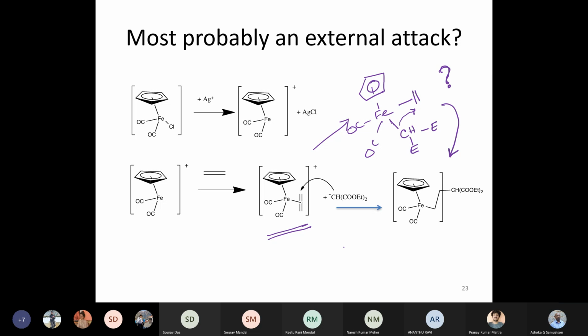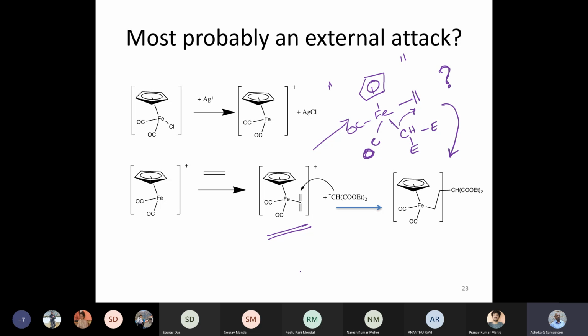In this case, there is no loss of carbon monoxide that can be shown, because carbon monoxide presence in the reaction medium has no effect on the rate of the reaction. So this suggests that there is no dissociation of carbon monoxide before the attack takes place. So that means dissociation is not involved. If at all there has to be an internal attack, it has to be through an intermediate like this. Can this happen? That is a question. I do not have the reference for it, but there is some evidence which suggests that this could be an external attack.